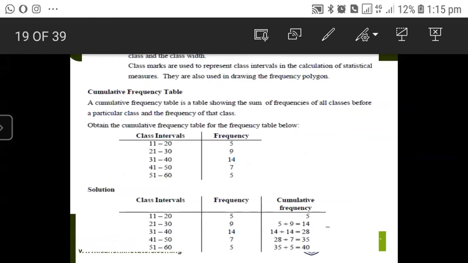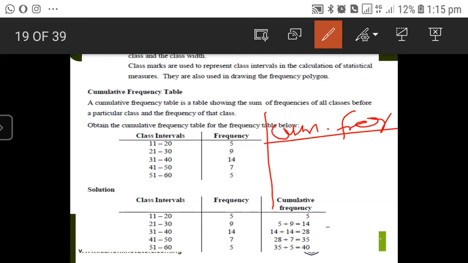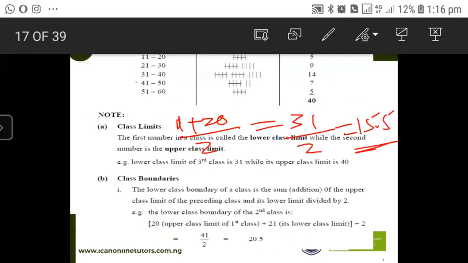After that is cumulative frequency. Let me quickly use this to explain. We have gotten the frequency for the class intervals 11 to 20, 21 to 30, 31 to 40, and 41 to 50 to be 5, 9, 14, 7, and 5 respectively. Cumulative frequency is the addition of the frequencies. You cumulate, you aggregate. 5 is 5. 9 plus 5 gives 14. 14 plus 14 gives 28. 7 plus 28 gives 35. 35 plus 5 gives 40. If you look at the question, the data we are given is 40.